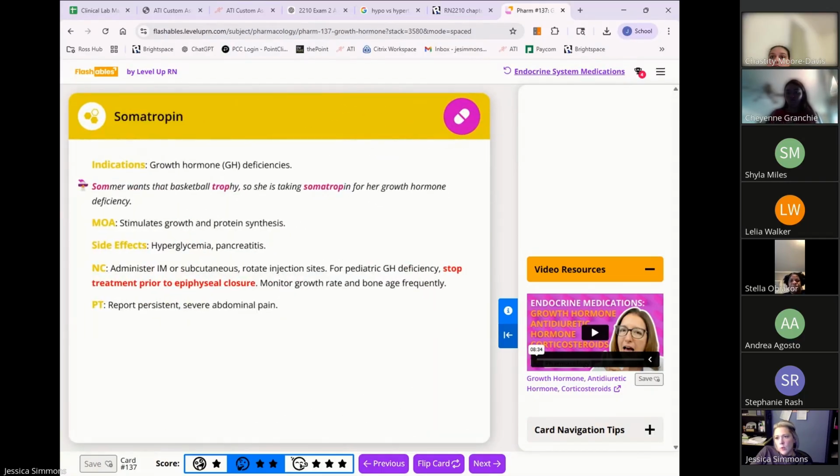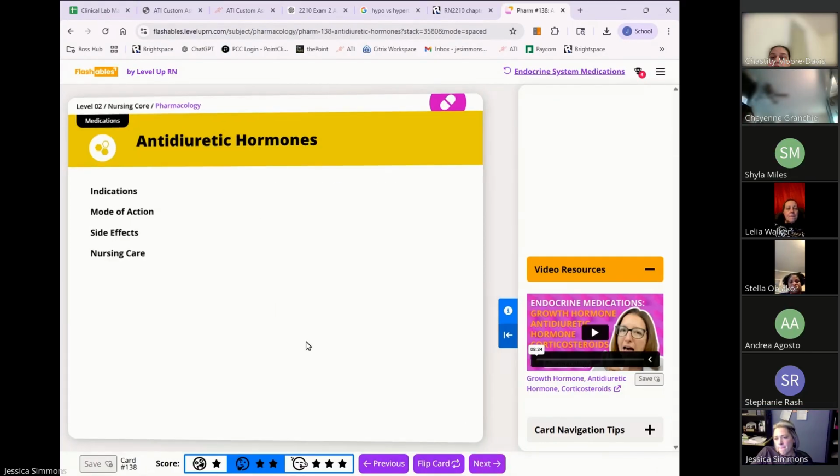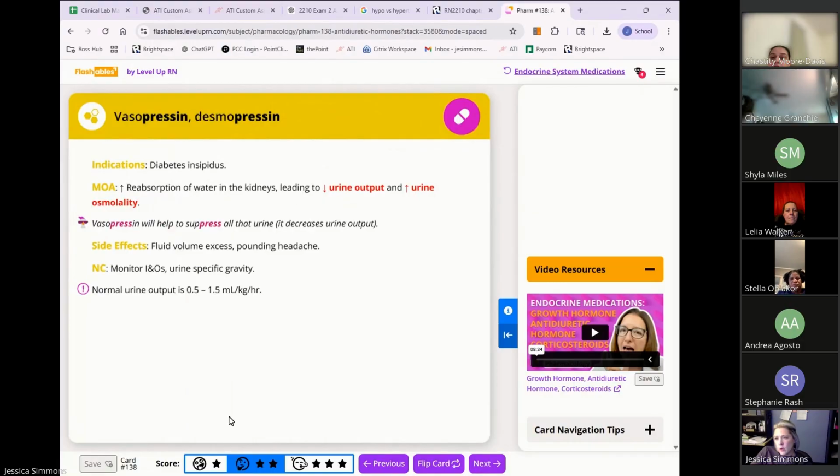Growth hormone. We talked about stopping the treatment prior to the epiphyseal closure. Very important. Antidiuretic hormones. So diabetes insipidus with desmopressin and vasopressin.